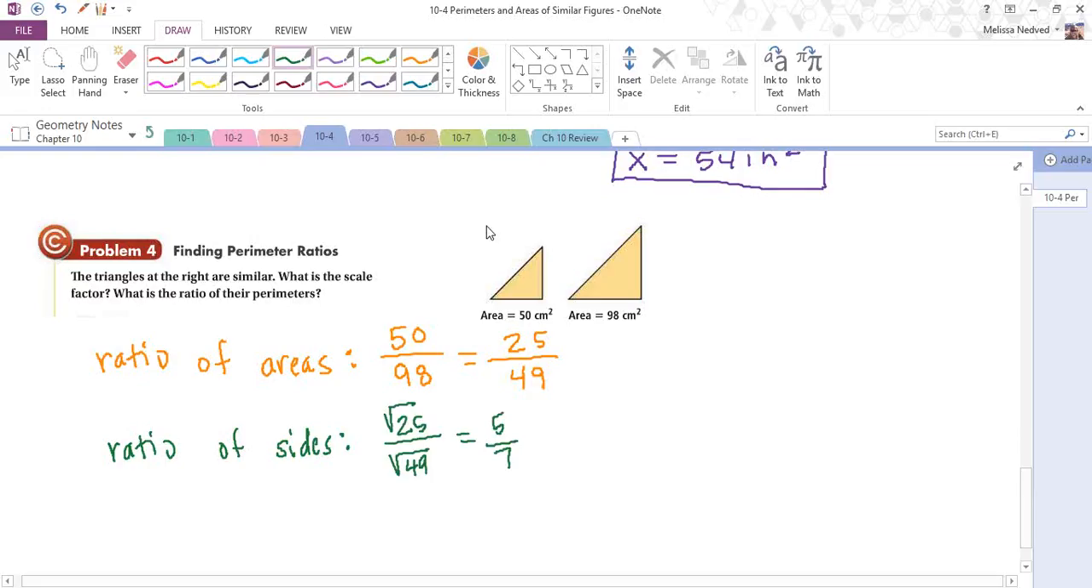And the last thing it wants me to do is find the ratio of my perimeters. And if we remember from our first theorem there, the ratio of our perimeters is going to be equal to the ratio of the sides, 5 over 7.